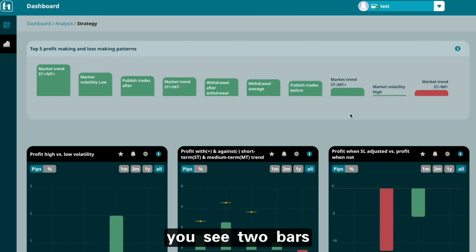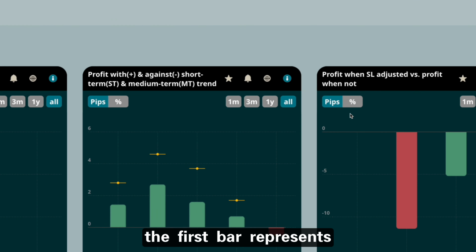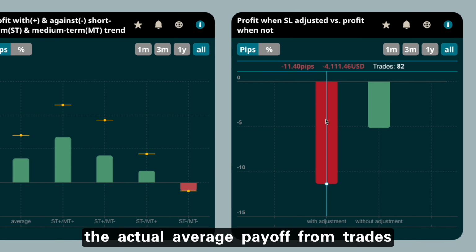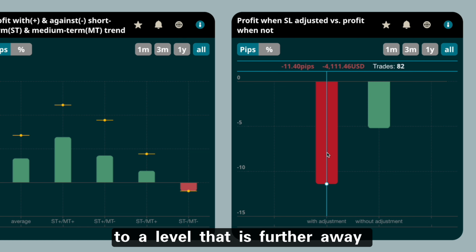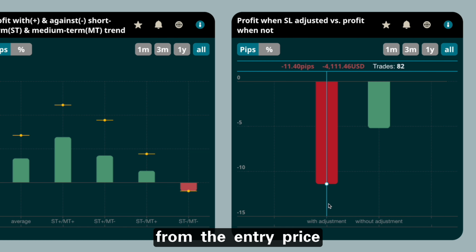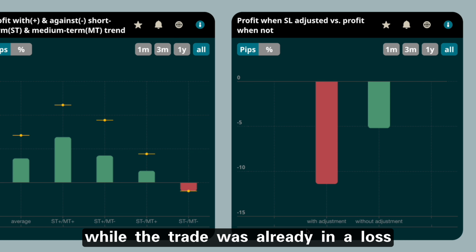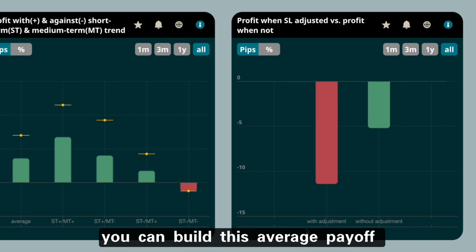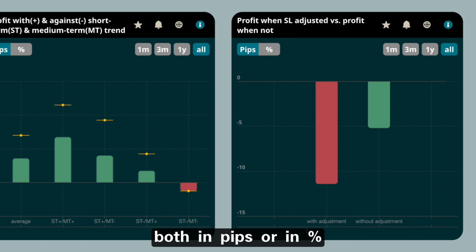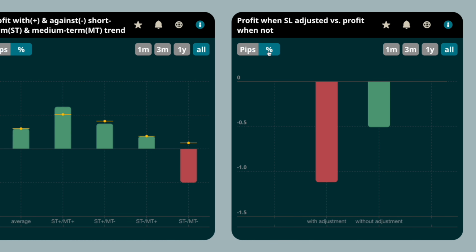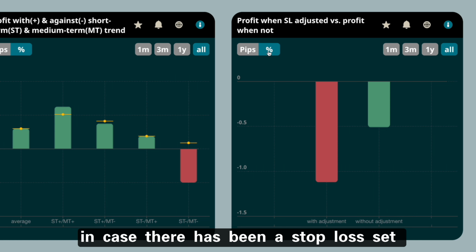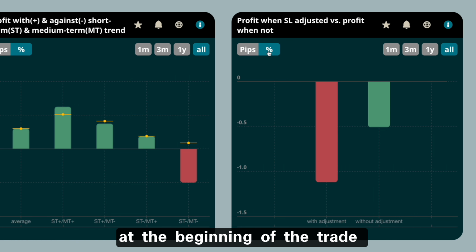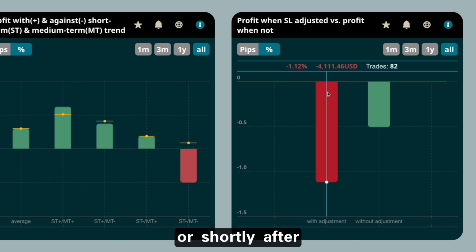In the chart, you see two bars. The first bar represents the actual average payoff from trades in which the trader adjusted the stop loss to a level that is further away from the entry price while the trade was already in a loss. You can view this average payoff both in pips or in percentage. Please note, trades are only considered for this analysis in case there has been a stop loss set at the beginning of the trade or shortly after.